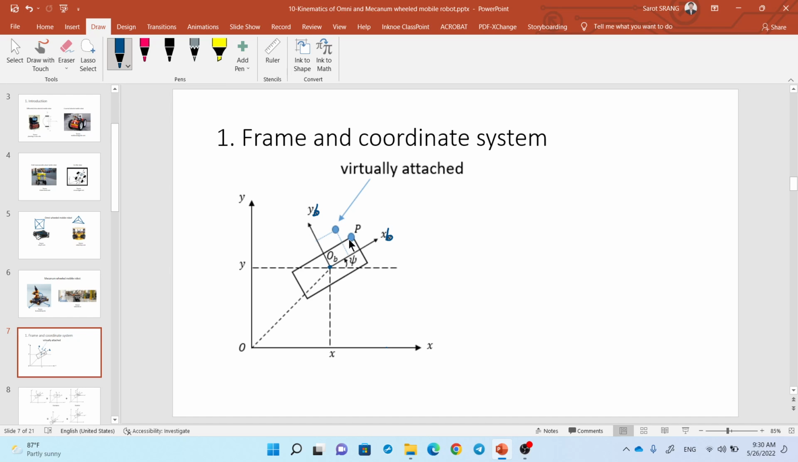So when we talk about a point on the robot, it can be physically attached to the robot, or it can be virtually attached to the robot in this way. Virtually attached means if the robot moves forward, this virtually attached point also moves forward. Yeah, this is very important when we need to derive the kinematic equation.